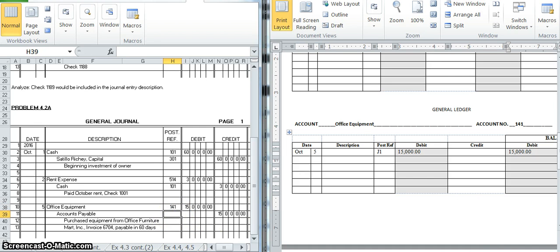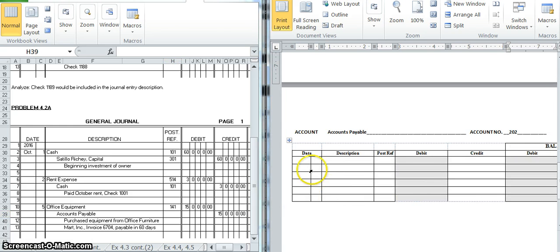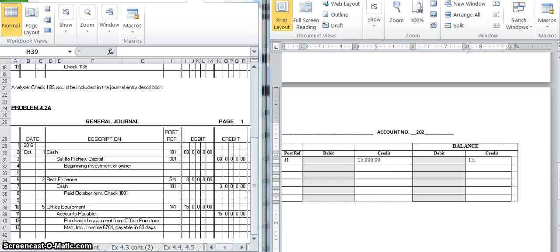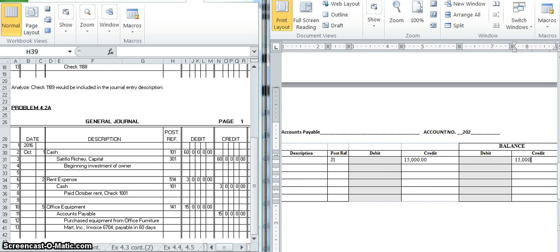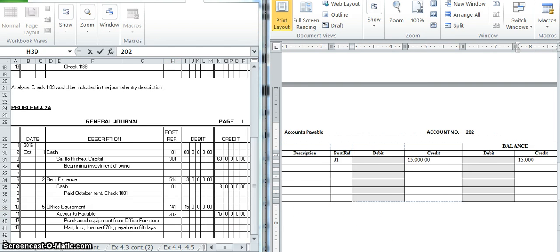Then we go to the credit part, find our accounts payable account, and enter the date, October 5th. Where do we get it? General Journal, page 1. And we have a credit to accounts payable because we did not pay cash, and it becomes a liability. So we have a credit balance and it's entered as a credit. Take the account number, go back to your general journal and enter it. These are the steps for every time that you are posting entries.